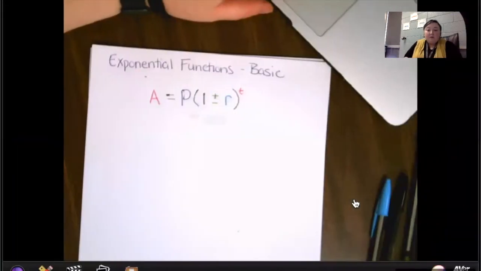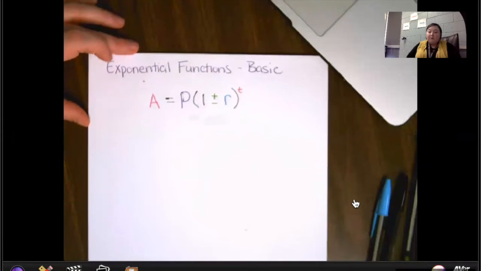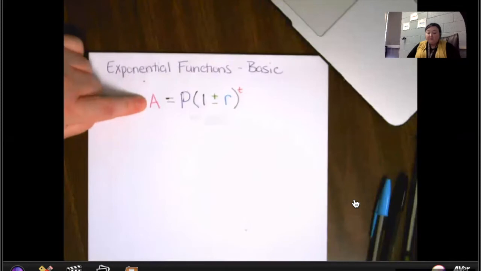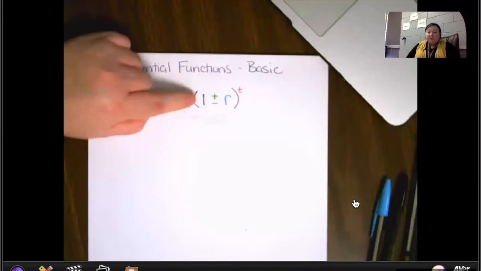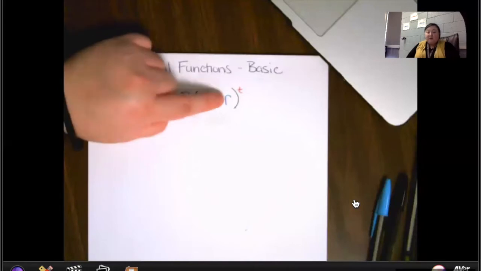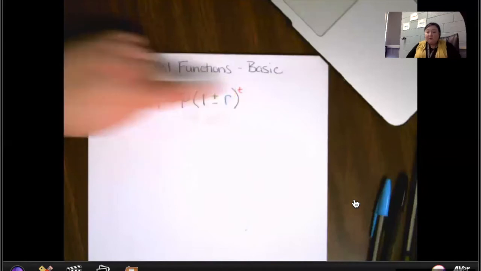When we look at the basic formula for growth or decay, you have your final amount, and that's going to be equal to the principal, what you start with, multiplied by 1 plus or minus the rate as a decimal. It's plus if it's growing, minus if it's decaying. And you raise that to the time, or however long you're talking about.